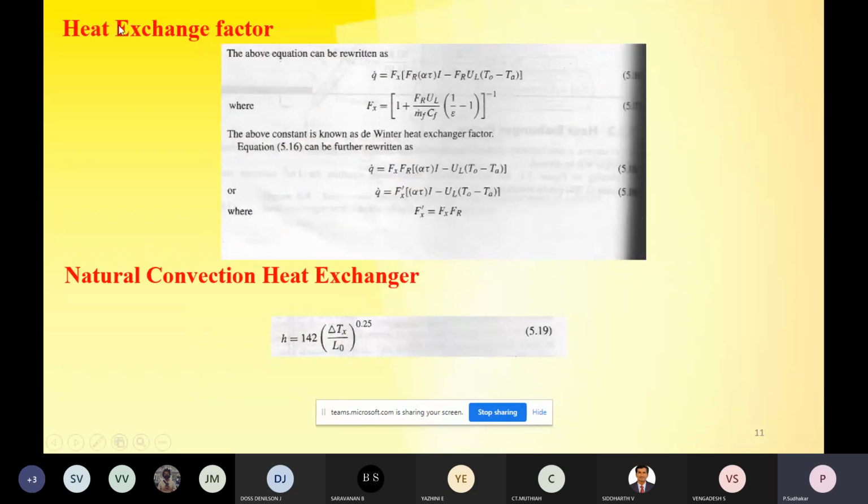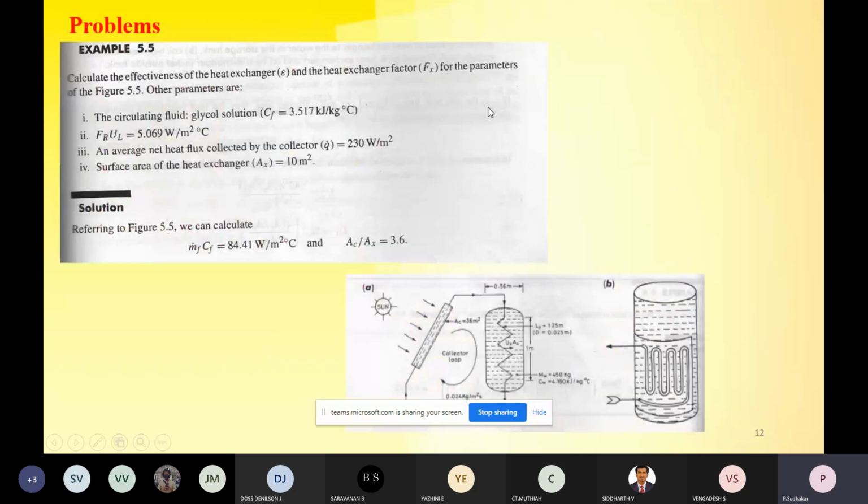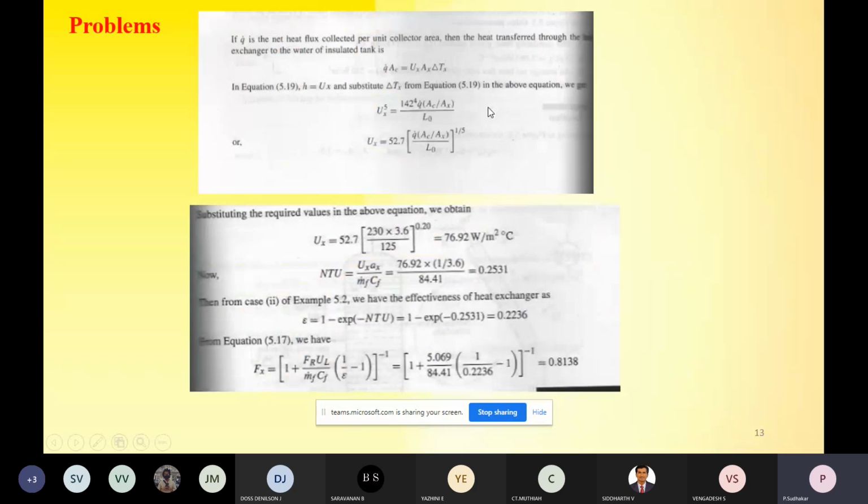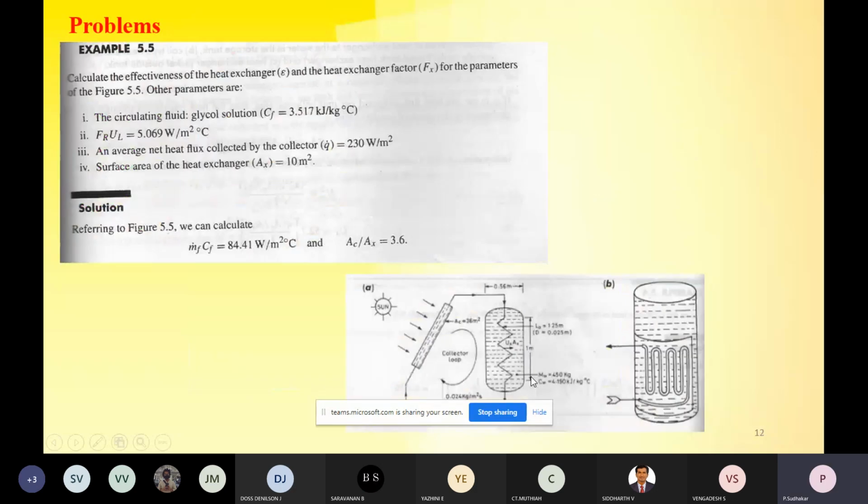Heat exchanger factor is Fx equal to 1 plus FRUL by m dot F CF into 1 by epsilon minus 1, whole inverse. So FRUL is given in the data. So when you substitute FRUL here, m dot FCF, which we have calculated as 84.41, and the effectiveness you have calculated, substituting everything we get the heat exchanger factor. Okay.